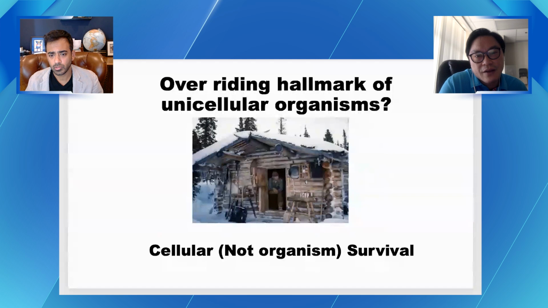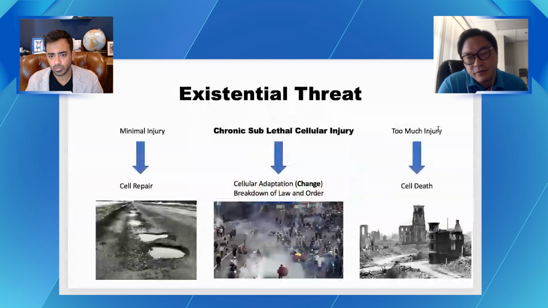So if you have too much injury, right? You think about smoking. If you have too much injury, you just kill everything. Everything's dead, right? If you have too little injury, you just repair it and that's it. But in the middle there, you have this chronic sublethal cellular injury, which is going to cause a cellular adaptation. That is, the cells are there, but if they don't do anything, they're going to die.